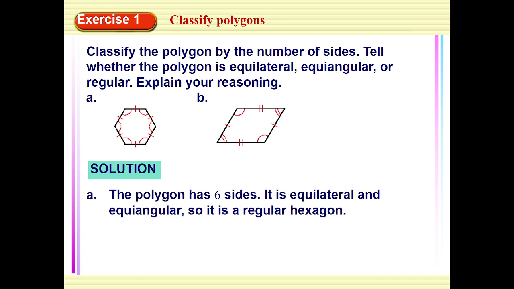Then let's have our second figure here. So what do we have for a second figure? This polygon has how many sides? We have one, two, three, four. So we have a four-sided polygon, a polygon with four sides. Hence, this is a quadrilateral.